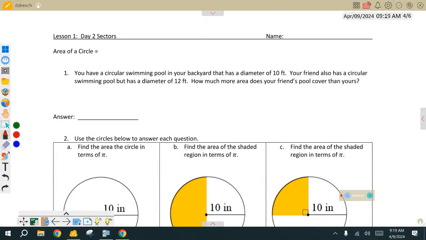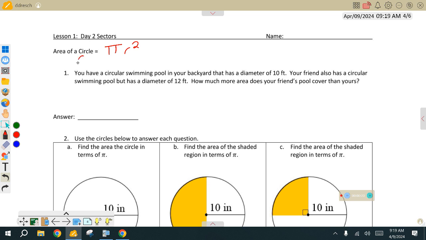Right into this. Okay. So today we are talking sectors, and sectors is talking about area. Just to remind ourselves, we're focused on area. What's that formula for area of a circle? Area of a circle is pi r squared. Not to be confused with the circumference.